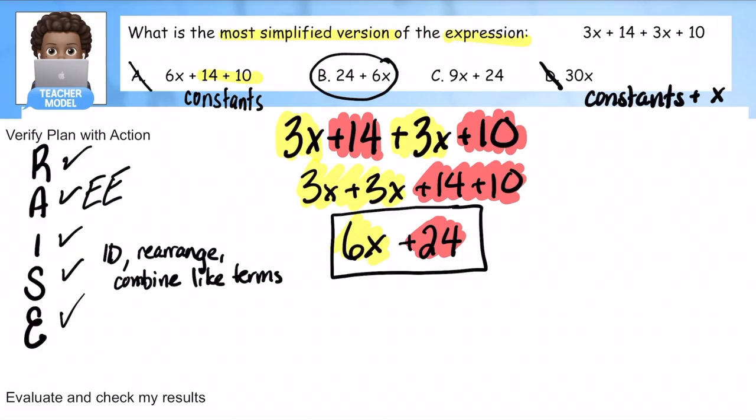And C has a 9x plus 24. So although the 24 is correct, 9 is incorrect. So think for a minute, why would someone have gotten 9? How can I justify it? They probably did 3 times 3. So instead of combining those like terms, they may have multiplied. That is incorrect. So hit pause so you can jot this down.